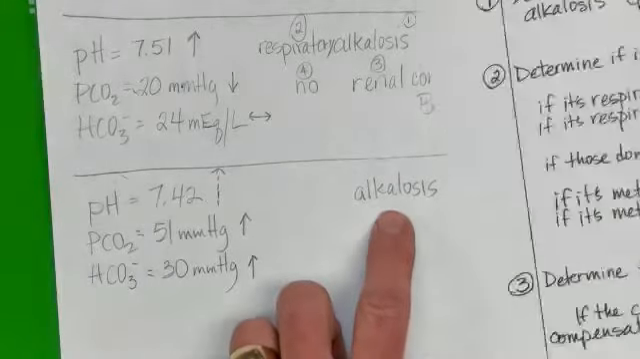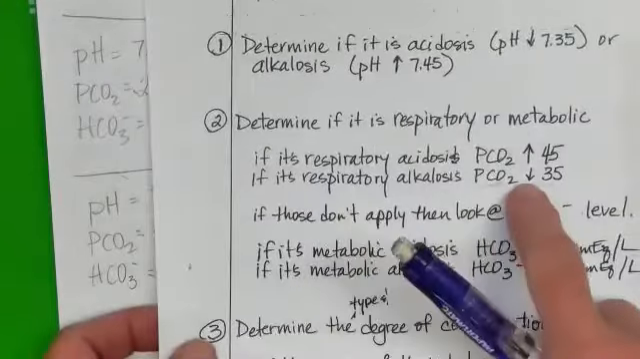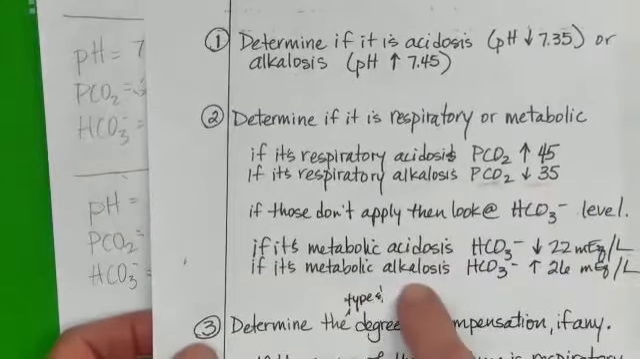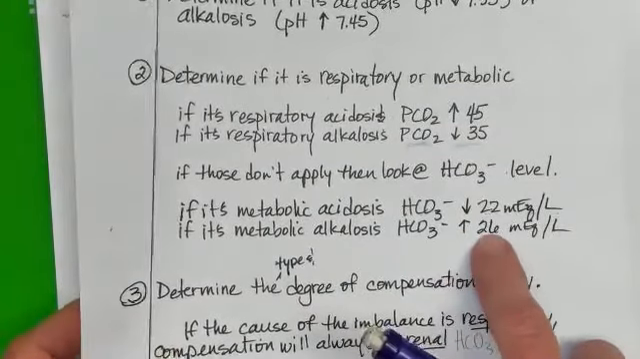I'm in alkalosis. Okay, so let's check to see, am I in respiratory alkalosis? Nope, because my PCO2 has to be less than 35. Am I in metabolic alkalosis? Yeah, because my bicarb has to be greater than 26.